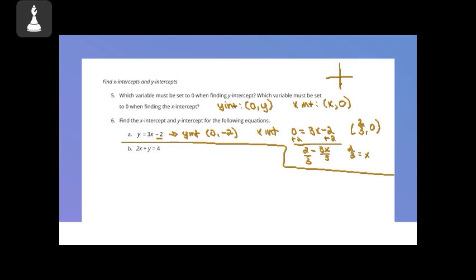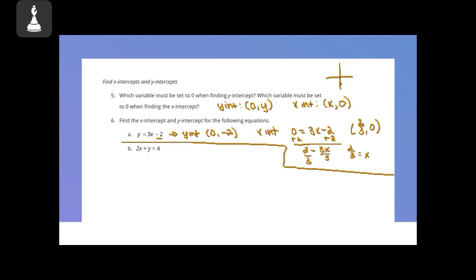B is written in what we call standard form. Standard form has the x and y on the left-hand side and the number on the right-hand side, such that the number in front of x has to be positive. That's your other stipulation. So x and y on the left-hand side, number on the right, the number in front of the x must be positive.